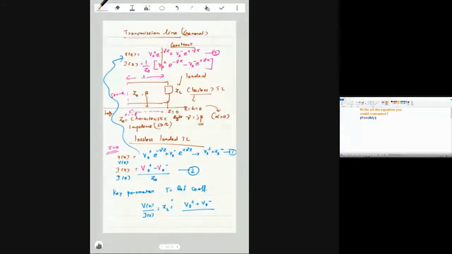Maybe there will be some error, but there's no need to remember that equation. Just understand the concepts. There are two parts in the voltage: one is the incident wave, and the other is the reflected wave. It is called incident because e power minus is there, so in the positive direction it is going to decay. That is the incident wave, which naturally happens going from source to load.